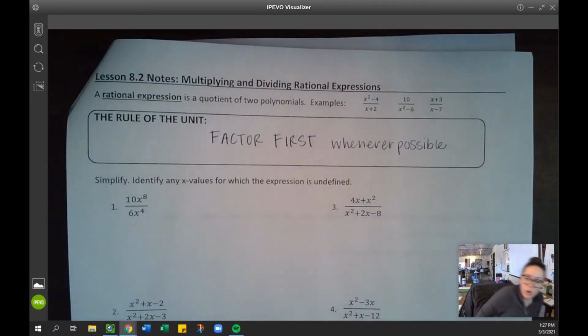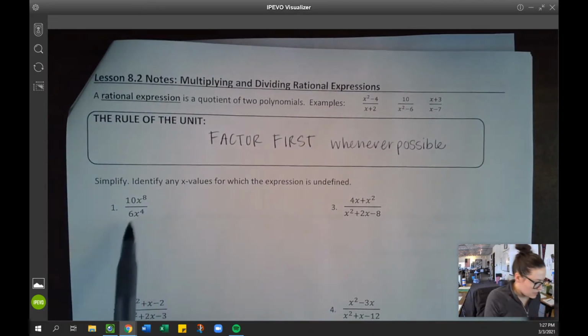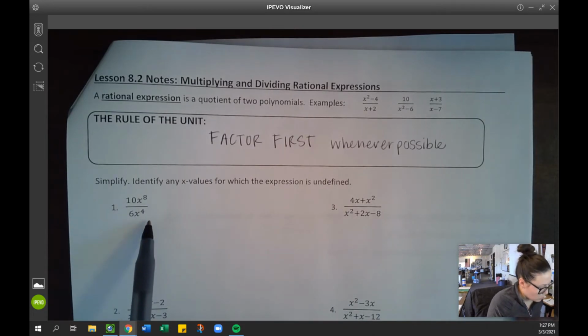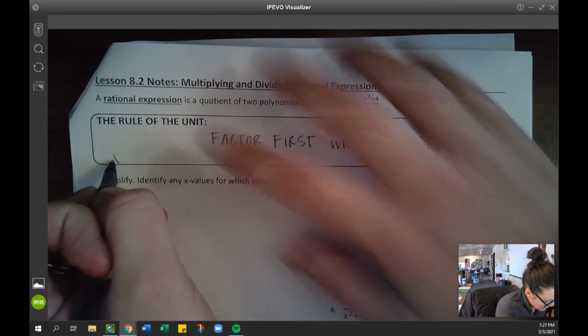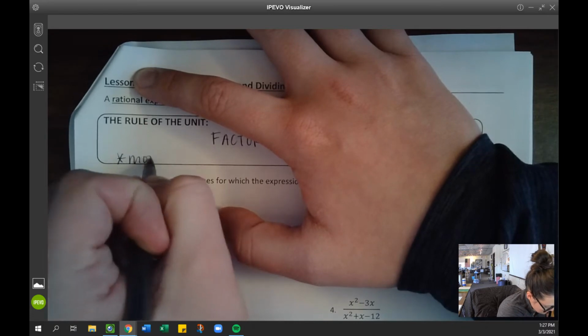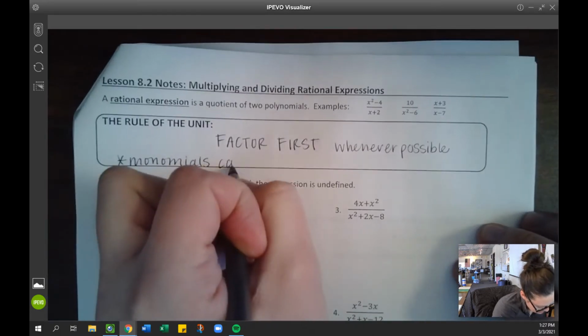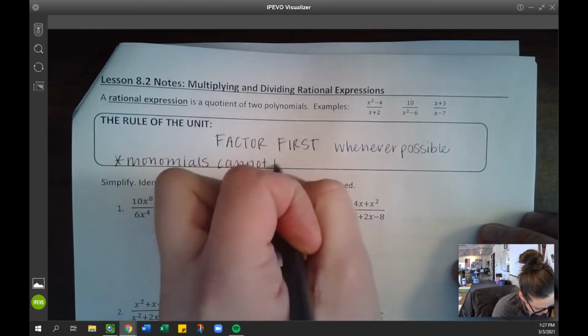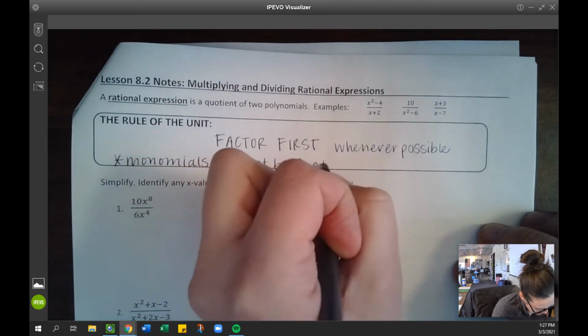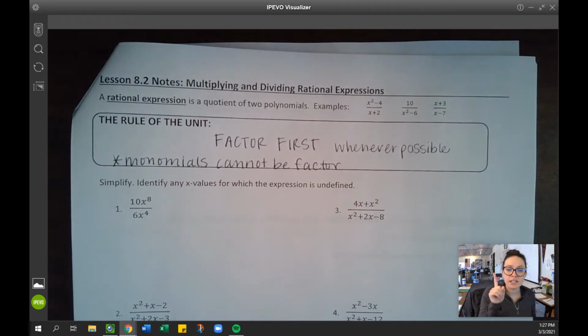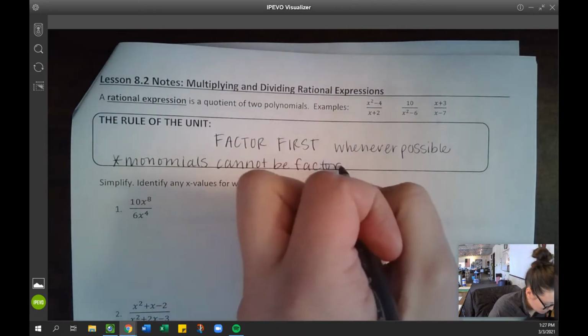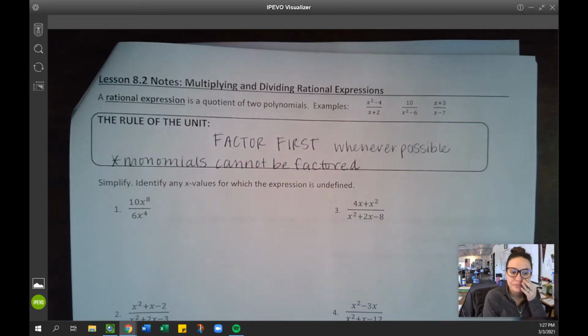Okay. One thing to note, and we'll see this right away with example 1, is that monomials cannot be factored. A monomial, remember, is something that is just one term. So a monomial cannot be factored.